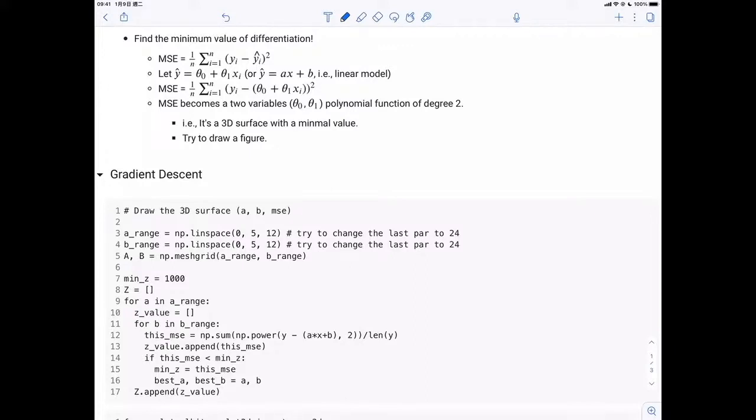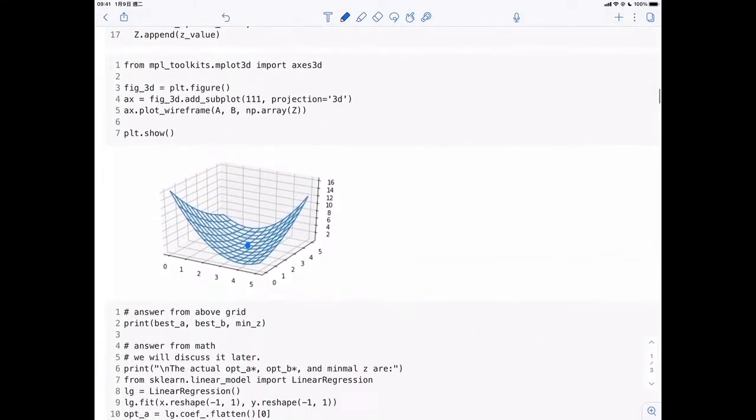So when we talk about finding the minimum value of the MSE, we differentiate. We set the derivative equal to 0 to find the best A and B, which is A star, B star, which is the best model. However, practically, we usually don't do this. Here's the reason why.